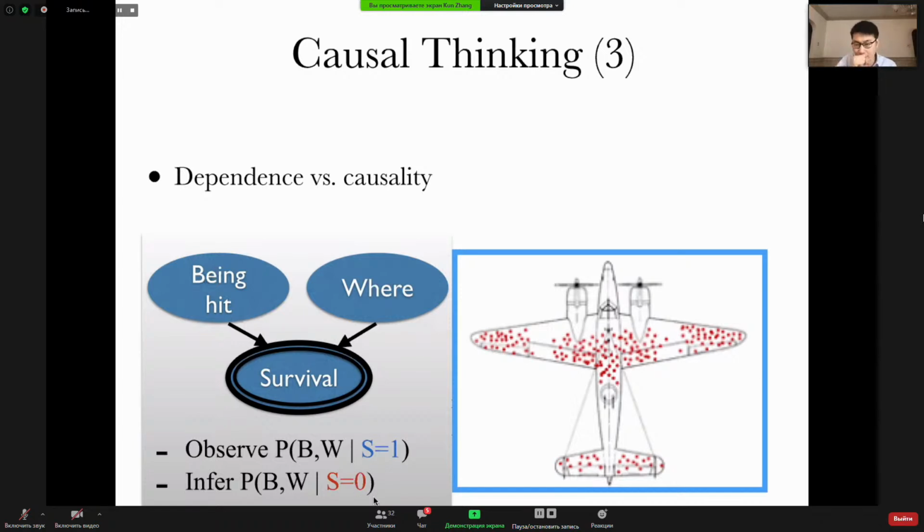And then, to put the armor in the right place, we want to infer the distribution of B and W given that S is zero, meaning that we just care about the airplanes that failed to come back. And then we want to change it. We would like those airplanes to come back. What can we do? We have to consider where the holes are for those airplanes, and then we have to put the armor there, here, here, here, and so on. So now if you have this causal picture and observe the data points, you can answer this question very easily and rigorously.